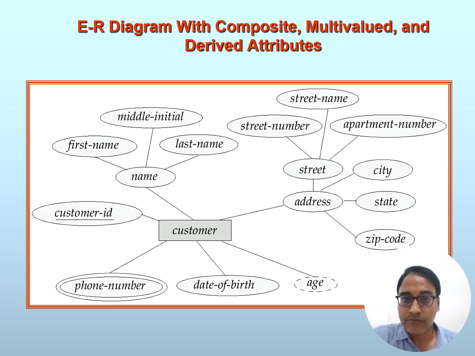All right. Now see further the address. This customer has another attribute address, which has four attributes: street, city, state, zip code. And the zip code is itself enough, so if I show it as primary key, it is correct. But nothing is shown here.